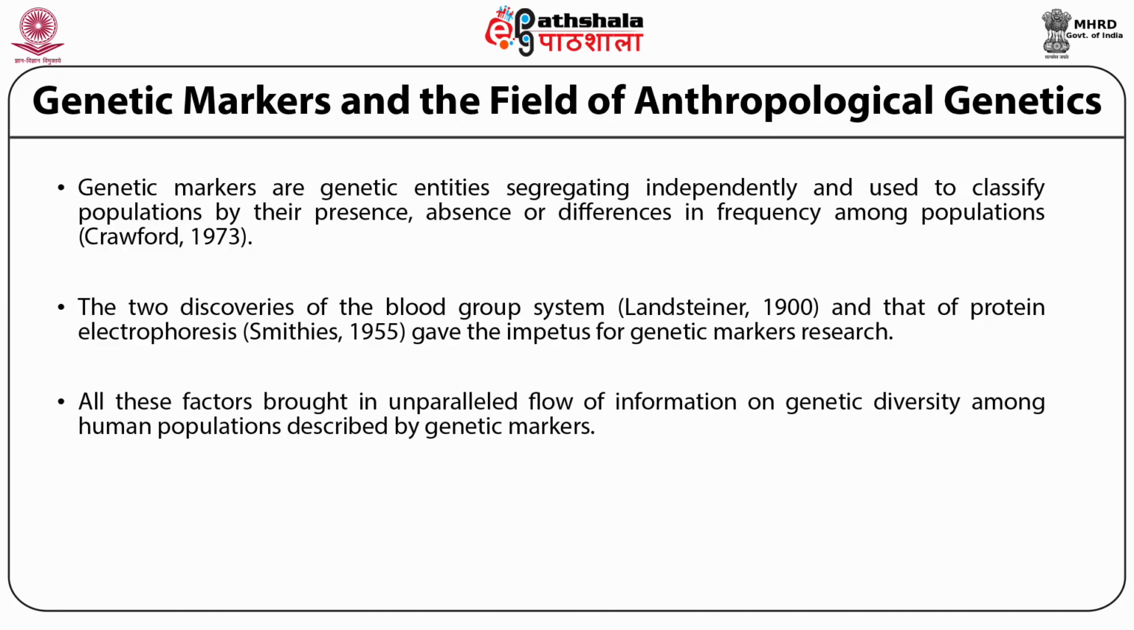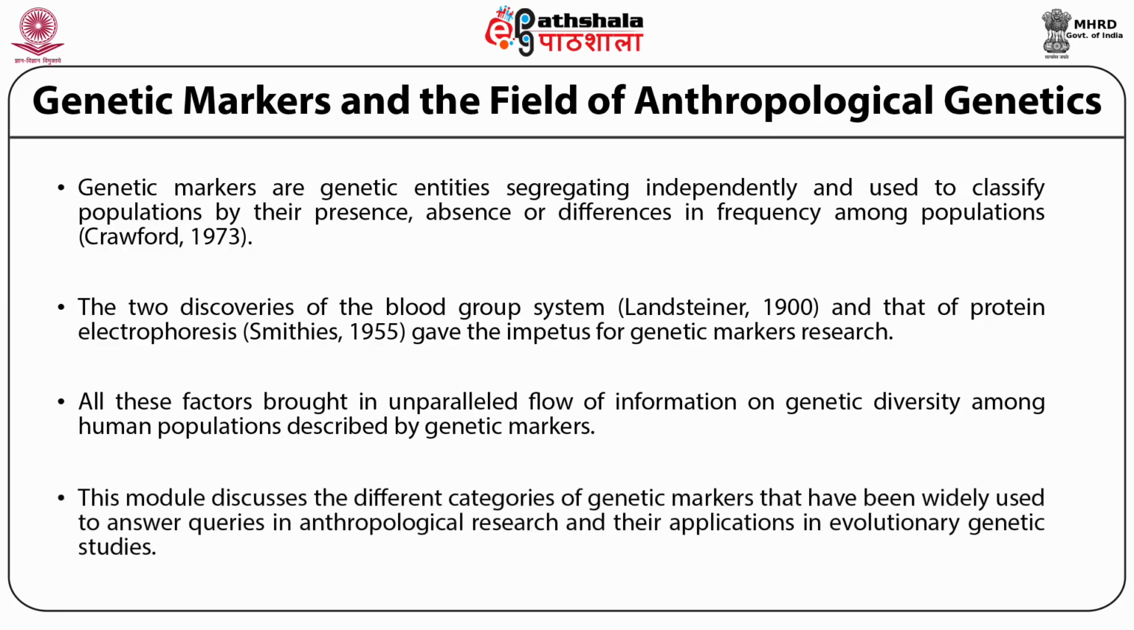Genetic markers found application in studying population structure and history, selection, and admixture mapping. This module discusses the different categories of genetic markers that have been widely used to answer queries in anthropological research and their applications in evolutionary genetic studies. Before delving into the molecular markers, a background of the classical markers is, however, important.